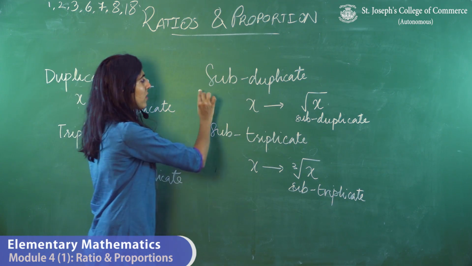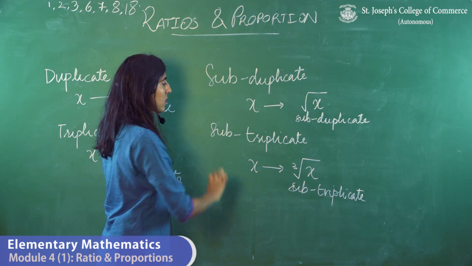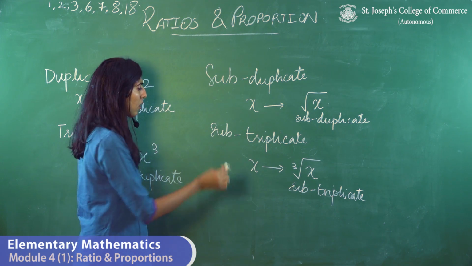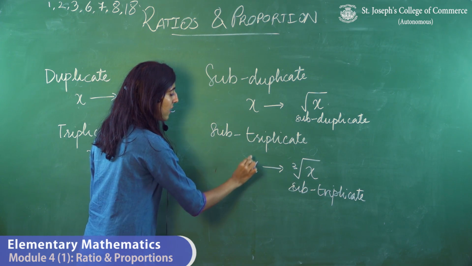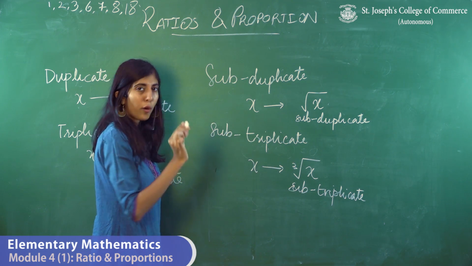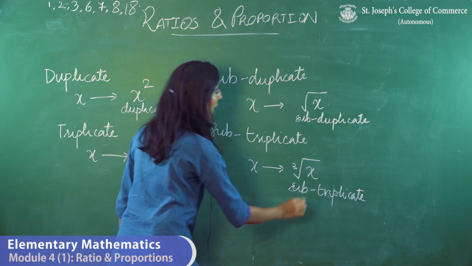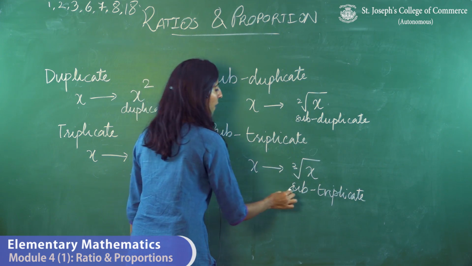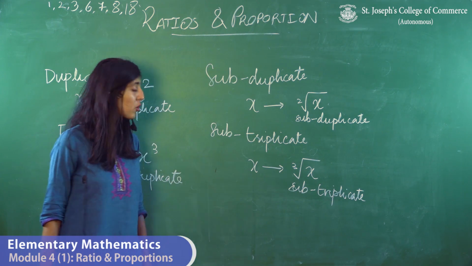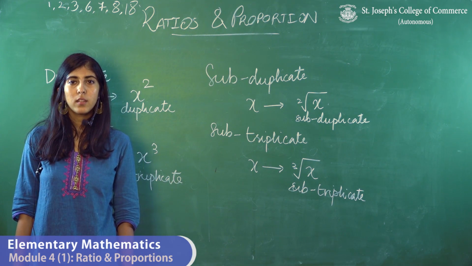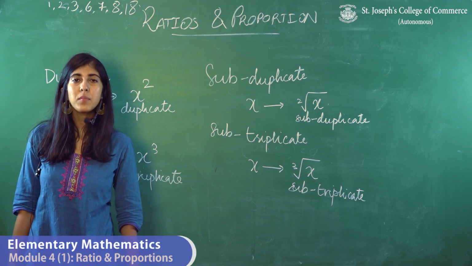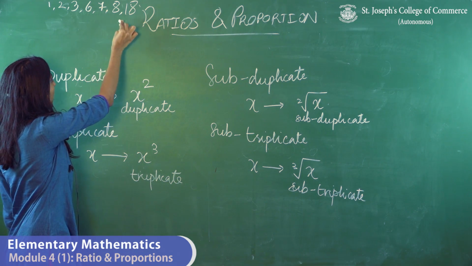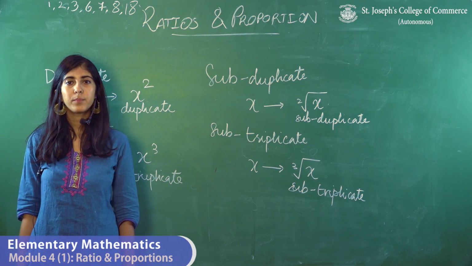Now if I ask you what a subduplicate is, if x is a term, the square root of that will be the subduplicate. And if x is the term, the subtriplicate of that term will be the cube root of x. So this is the square root of x, and this is the cube root of x, which is the subtriplicate of x. We're going to start solving the sums, and sums 1, 2, 3, 6, 7, 8 and 18 are the ones we're going to solve.